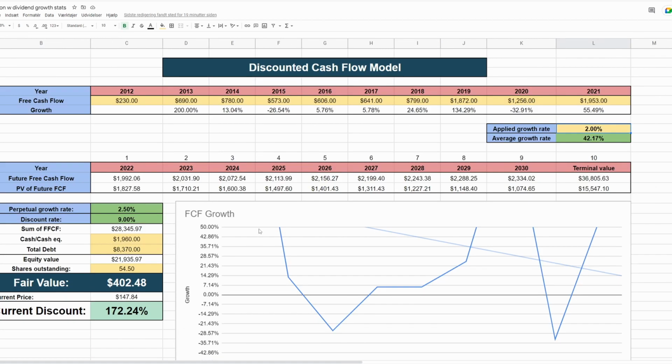For the discounted cash flow model, we take the free cash flows from the different years, average them together, apply a growth rate, and project all the future free cash flows with that growth rate, and then we discount them back using our discount rate to a present value. Sum all this together, plus the cash and cash equivalents minus the total debt, then we arrive at an equity value, which gives us a fair value of $402.